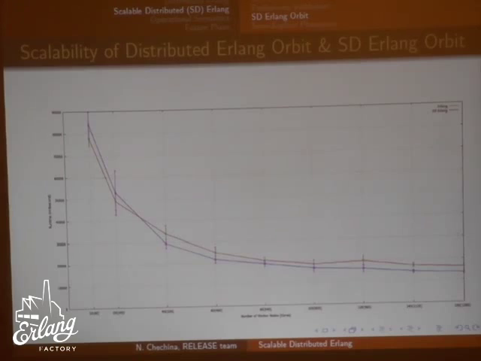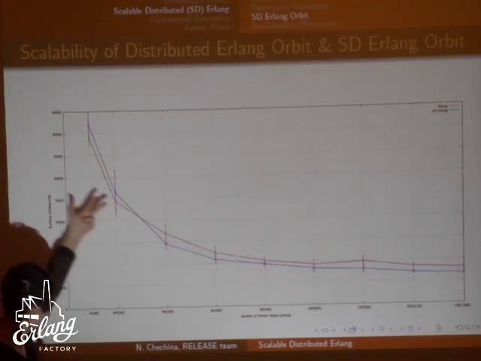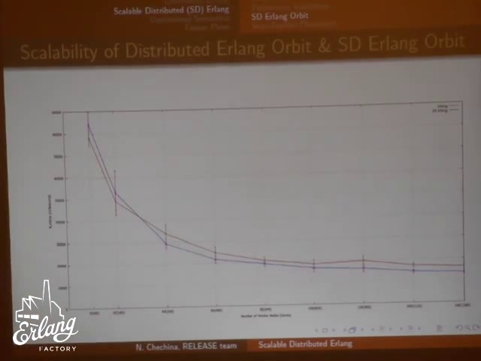But the important thing I want you to notice is this flick that happens around 30 nodes. So for this particular benchmark, the difference is small, but it's important that this flick happens and then the distributed Erlang actually performs better.